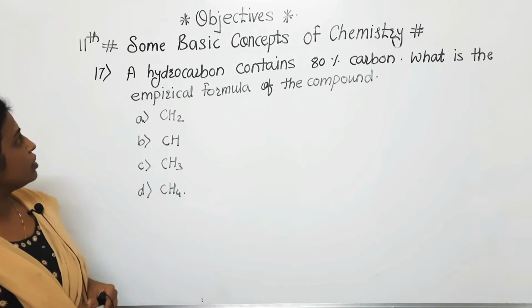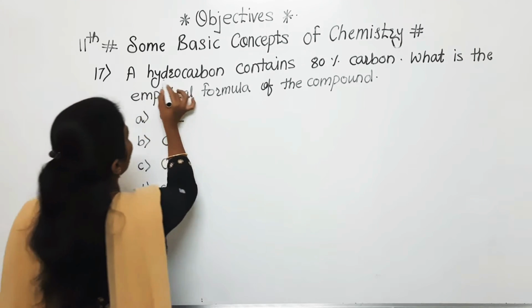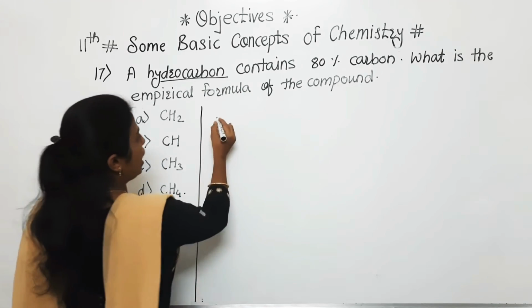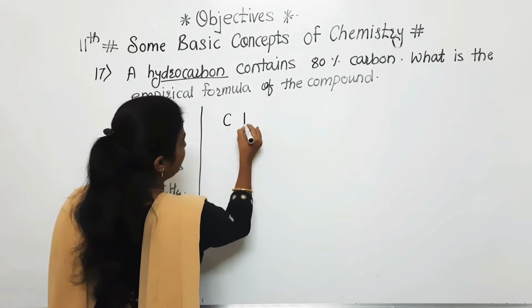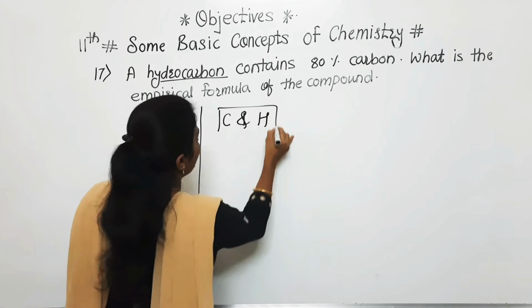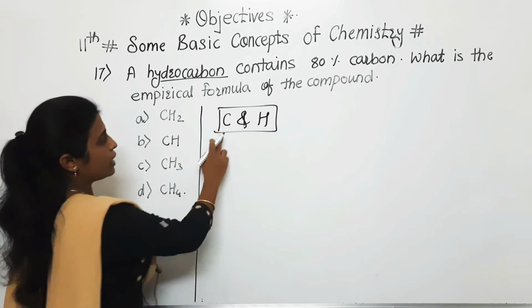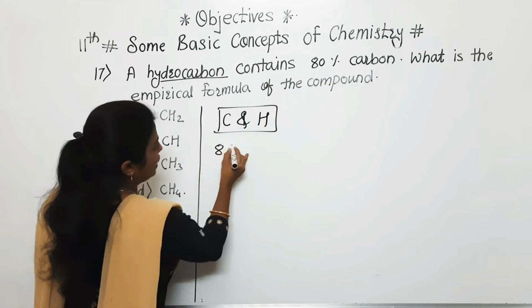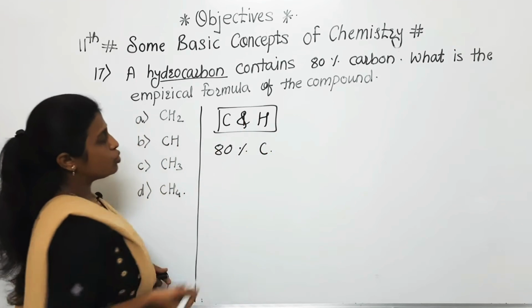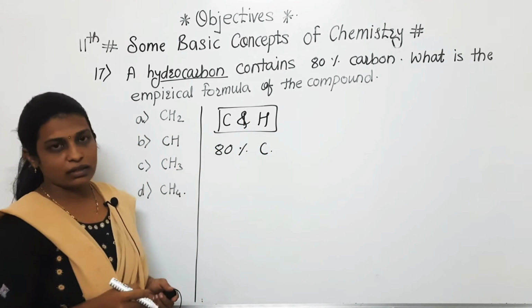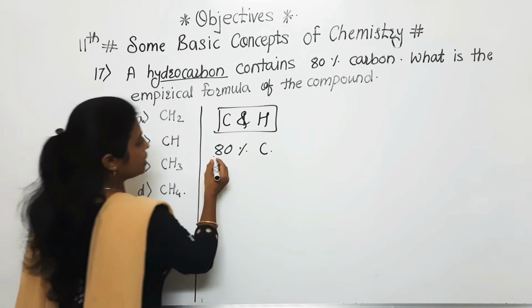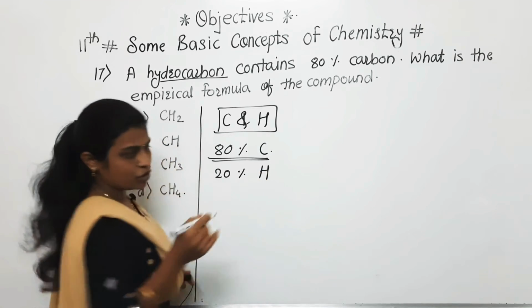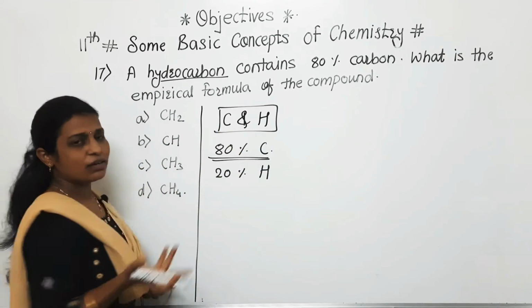Now the second one. See here: a hydrocarbon. What is meant by hydrocarbon? Listen carefully, we are going to discuss it word by word. Hydrocarbon means the compound which contains carbon and hydrogen. Next, it contains 80% of carbon. As only hydrogen and carbon are there, and 80% is carbon, the remaining 20% will be hydrogen. Clear to everyone? This is the given data.